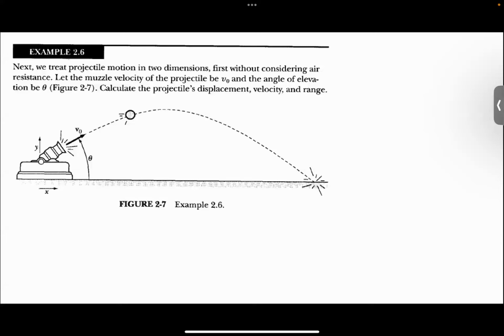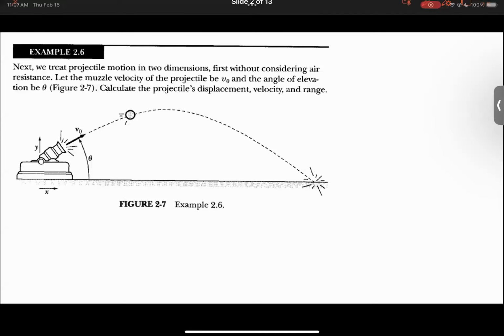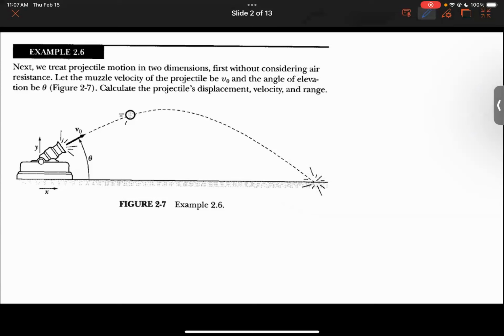So itong first example, okay, na nakikita ninyo dyan is we are going to treat the projectile in two dimensions without considering air resistance. Okay, so let the initial velocity of the projectile be equal to v naught and the angle of elevation be equal to theta. So we want to calculate the projectile's displacement, velocity, at saka range. Okay.